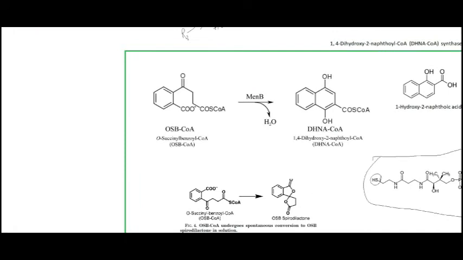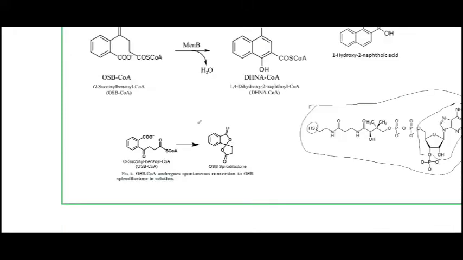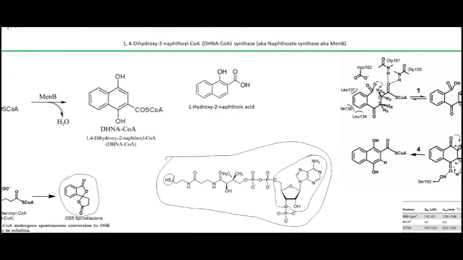So the MenB, as I said, is cyclizing this. Interestingly, and so this is something else I found, if you do not have this MenB enzyme, if you just produce this with the MenC and then just let it sit there, it will actually form this molecule here spontaneously. And so without any enzyme, it will form this sort of weird looking molecule here. And so we need this MenB in order to produce this DHNA-CoA that we need for our further vitamin K biosynthesis.